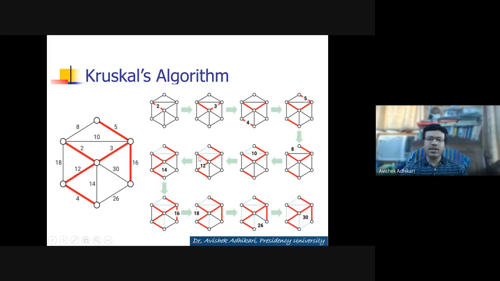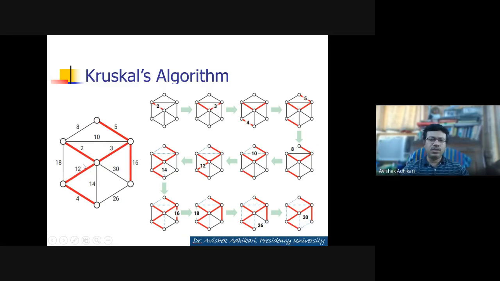But before 8, I think 4 is there. That's why they have taken 4. But after 4, you cannot take 8, because if you take 8, then it will be a cycle. So you have to discard 8. Then you need to check what is the minimum. You can see that 10 may be the minimum, but if you take 10 here, then this will also form a closed cycle. So 10 cannot be taken either. Then the minimum is 12.